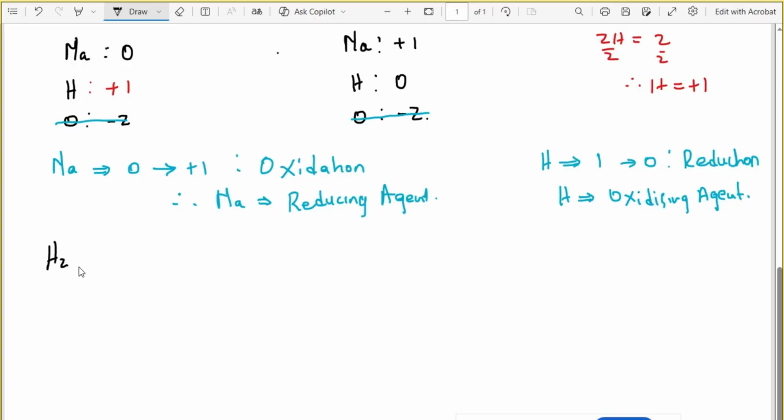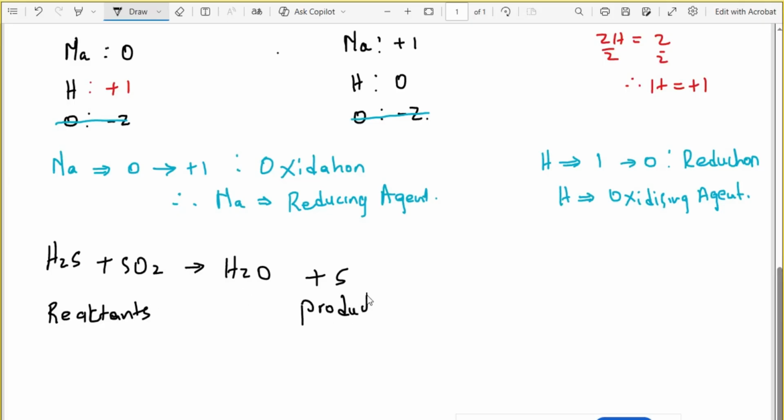H2S, it reacts with SO2. They form H2O plus S. So remember, we need to identify the reactants and the products. Okay, so first things first, on the reactants, let's start with H.